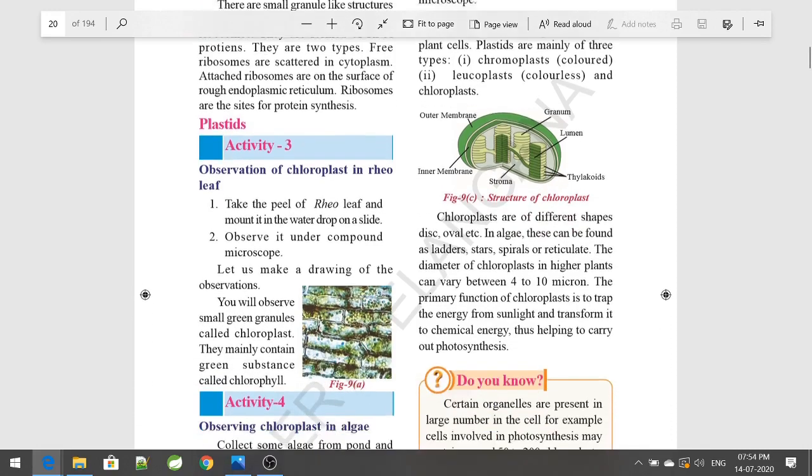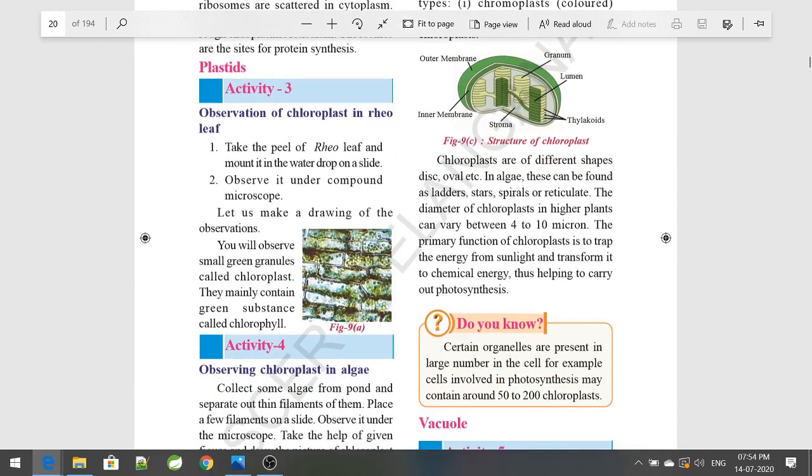How can we observe the chloroplast? Chloroplast is a green colored substance.